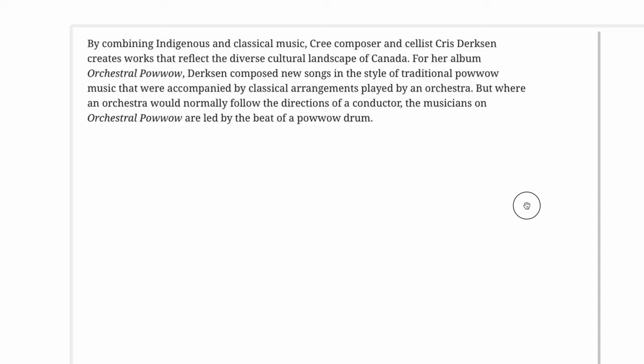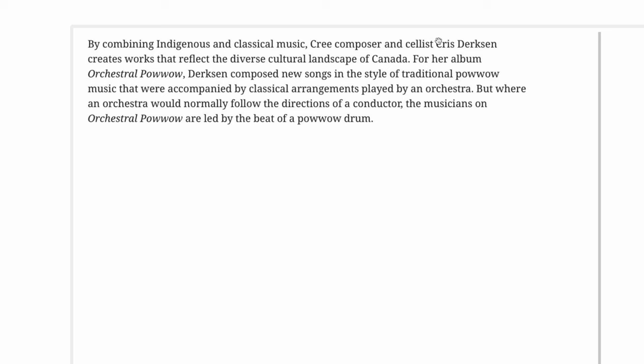Main purpose again. So by combining indigenous and classical music, this composer creates works that reflect the diverse cultural landscape of Canada. For her album Orchestral Powwow, Dirksen composed new songs in the style of traditional powwow music. New songs that were accompanied by classical arrangements played by an orchestra. They could have written that more clearly, but anyway. But where an orchestra would normally follow the directions of a conductor, the musicians on Orchestral Powwow are led by the beat of a powwow drum.